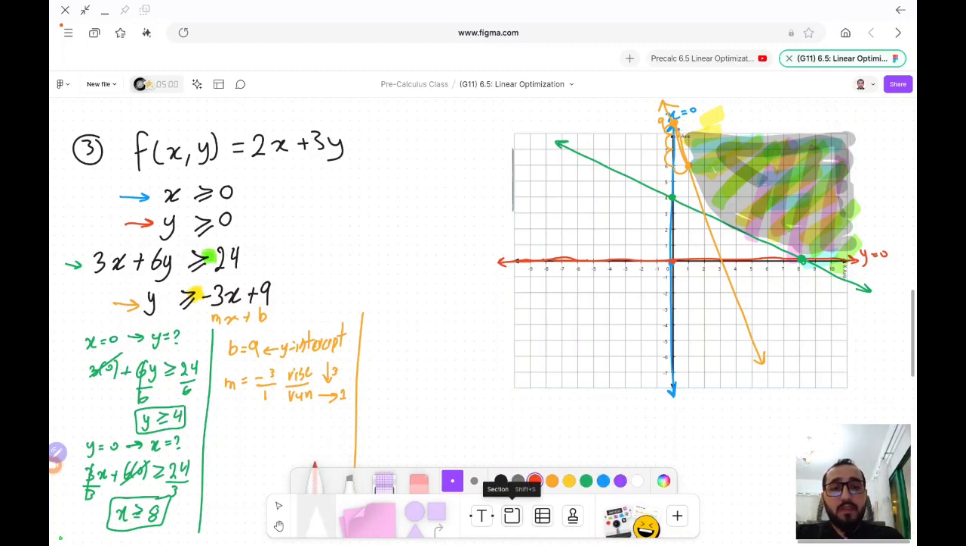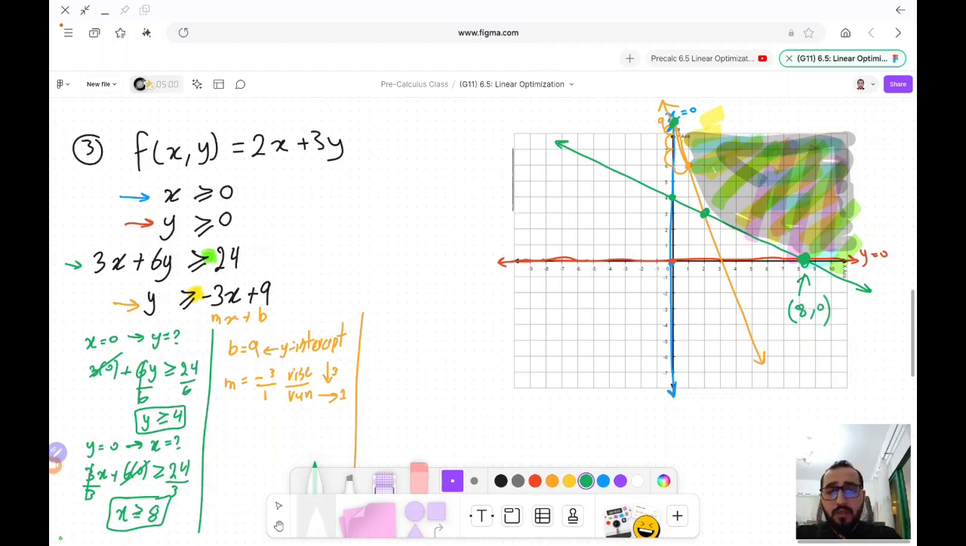The first intersecting point is this one here. The second intersecting point is this one here. The third intersecting point is this one here. So now let's write the coordinates. As you can see, this coordinate here is equal to (8, 0).